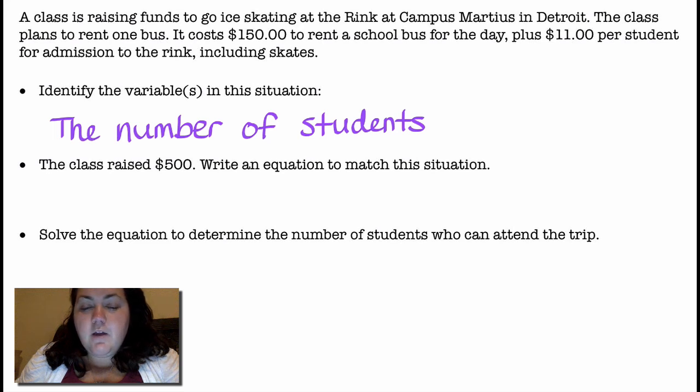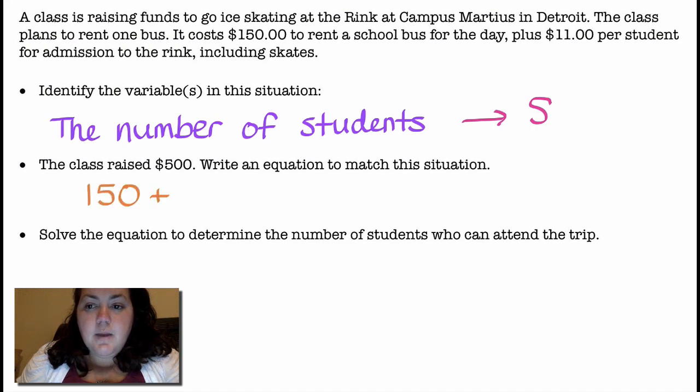The class raised $500. Write an equation to match this situation. Okay, so we know we're going to call our variable number of students S. So we know the bus costs $150. And then I'm adding $11 per student. So it'd be 11 times S, the number of students. And I know they raised $500, so this is equal to $500.